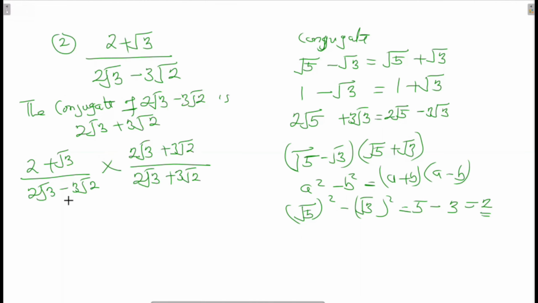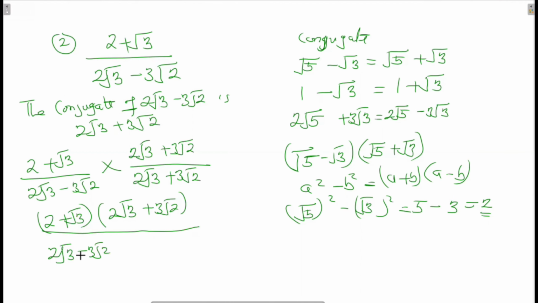By this, we can now multiply it and have something like this: 2 plus root 3, in brackets, times 2 root 3 plus 3 root 2, everything divided by 2 root 3 minus 3 root 2, into bracket 2 root 3 plus 3 root 2. And this now leads to expansion. Now expand and get our answers. How do we expand this?